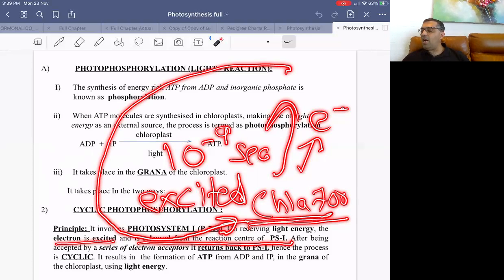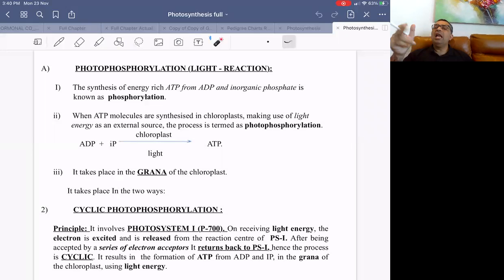So chlorophyll A 700, on losing electron, had become chlorophyll A 700 plus. On gaining back its electron, it will come back to a ground state. Let's analyze that. So it will return back. Hence, the process is called as cyclic photophosphorylation. Let's understand this process now.